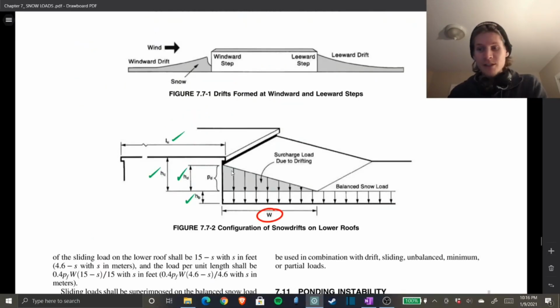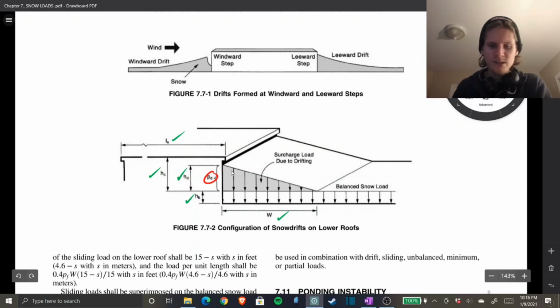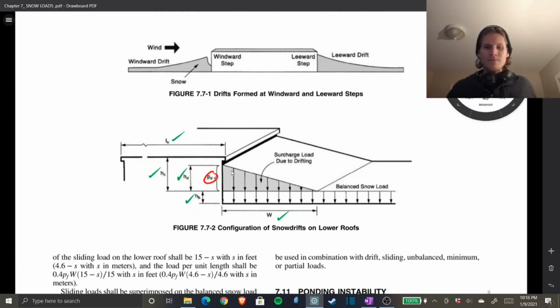All right, here's our image. We love doing this. We're going to erase W. And now the only thing we have left is P sub D, and that is, again, just the actual weight of the drift itself. And that is a pretty easy one.